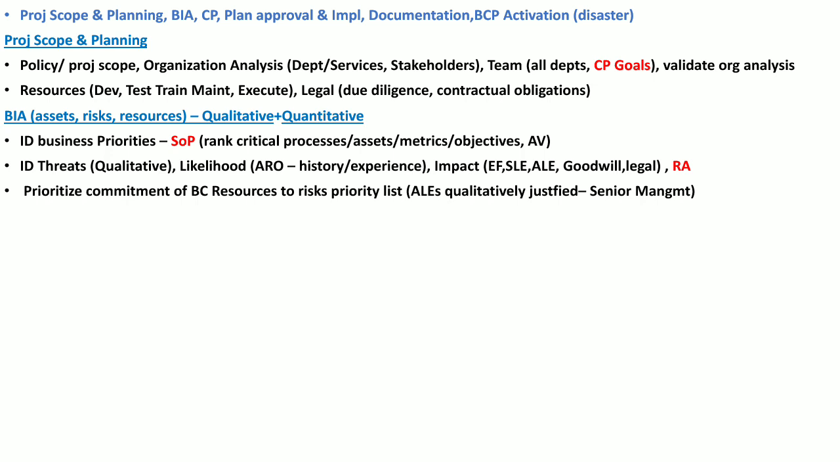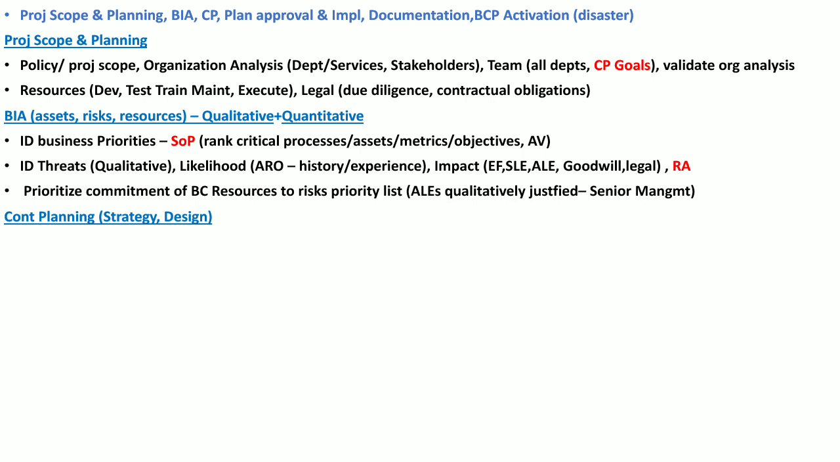So actually this risk priority list is a list of annual loss expectancies, that is the expectation of losses in a year in a quantified manner, and these ALEs are justified or approved by senior management.